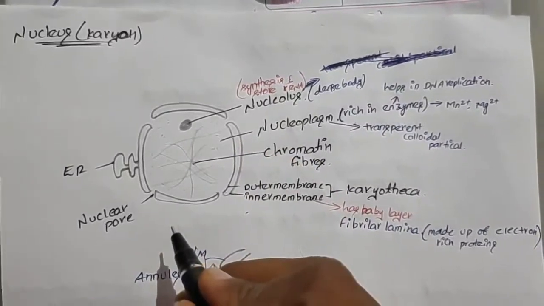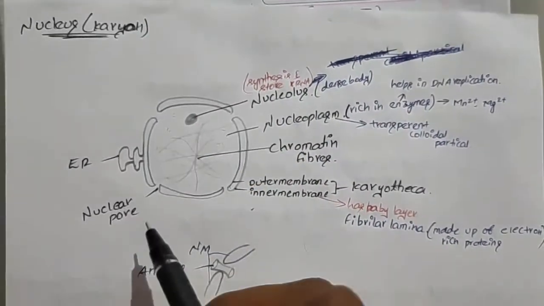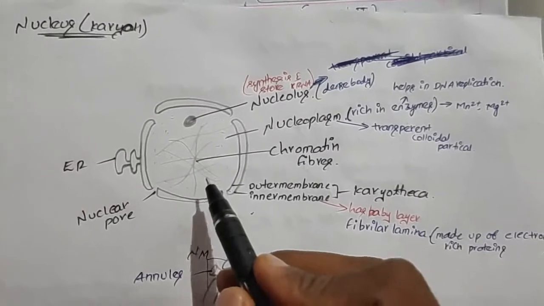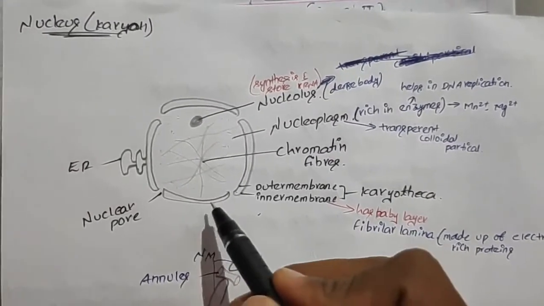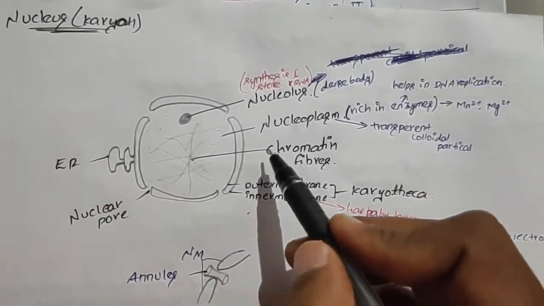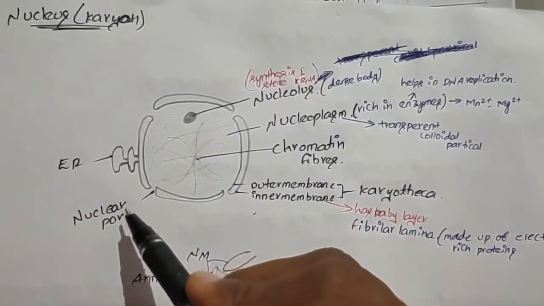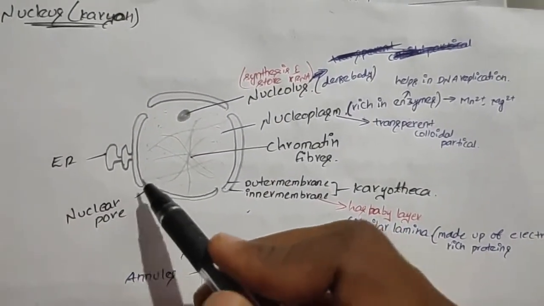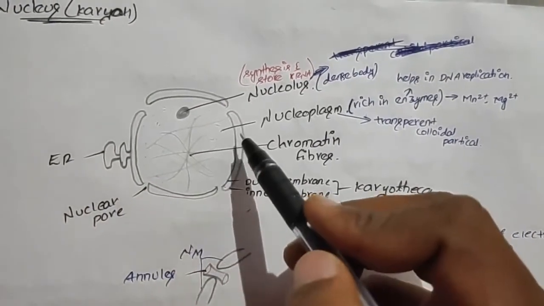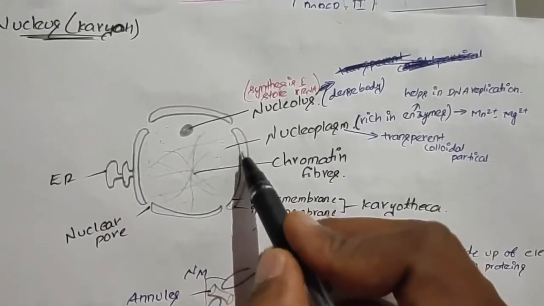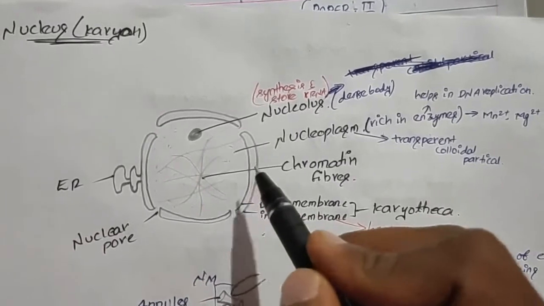Darlings, in this video we are going to discuss the structure of the nucleus. The nucleus is present at the center of the cell in animal cells, and it is shifted towards one side in the plant cell. In the plant cell, the vacuole occupies the major part of the cell and the nucleus is shifted towards one side of the cell. And this nucleus is a double membrane structure.